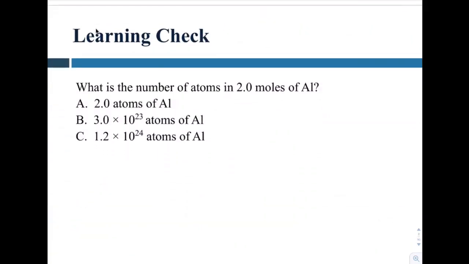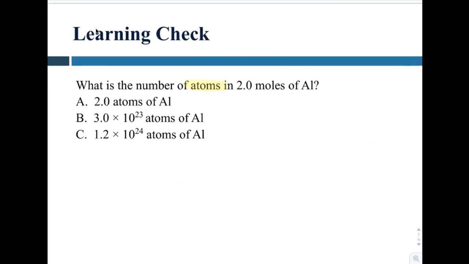So here's a multiple choice question for you if you want to pause and give it a shot. Alright, back from that break. Hopefully you worked on this on your own, and now you'll see what you get. What are the number of atoms? And so I'm looking for atoms if I have this many moles of aluminum. So I want to know how many atoms are in 2.0 moles of aluminum.